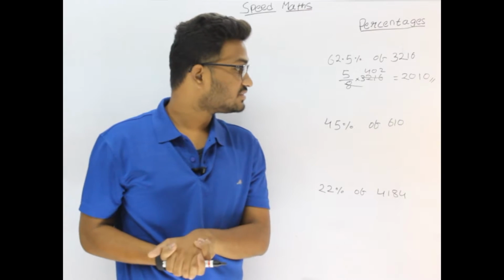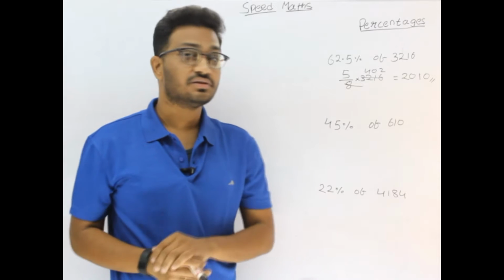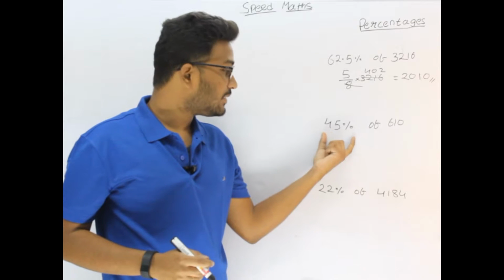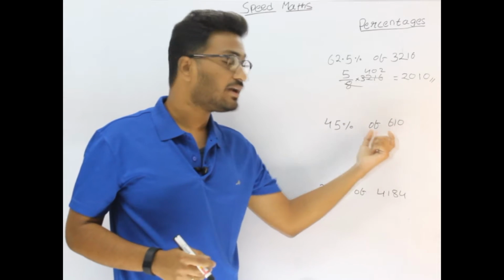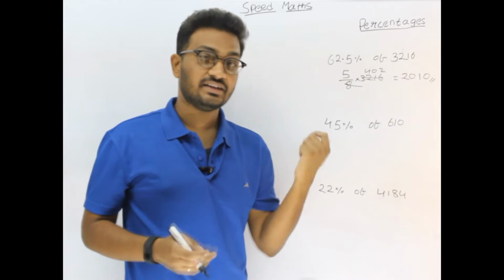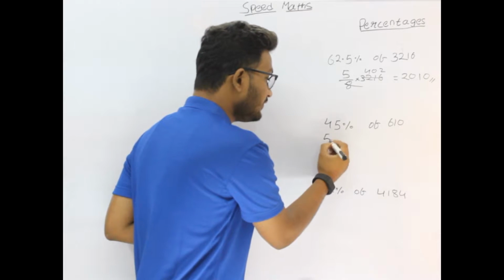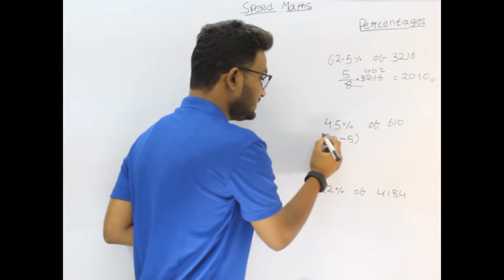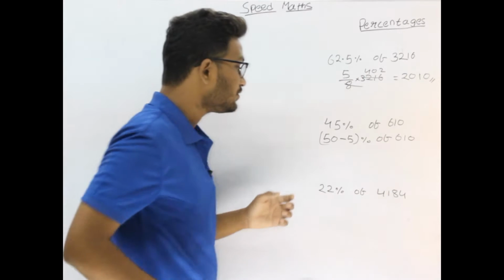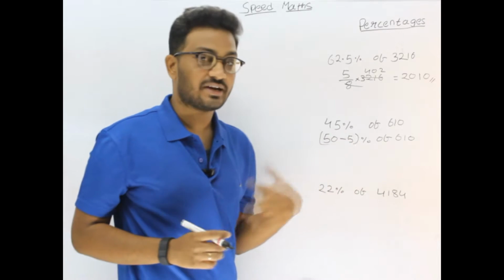Now let's see this example. We have to find 45% of 610, but we don't know any fractional equivalent of 45%. What do we have to do then? We have to split this number and find the percentage values of 610 separately and then add or subtract them like this. We can write this 45% as 50% minus 5% of 610. So we have to find 50% separately, 5% separately, and then subtract them.